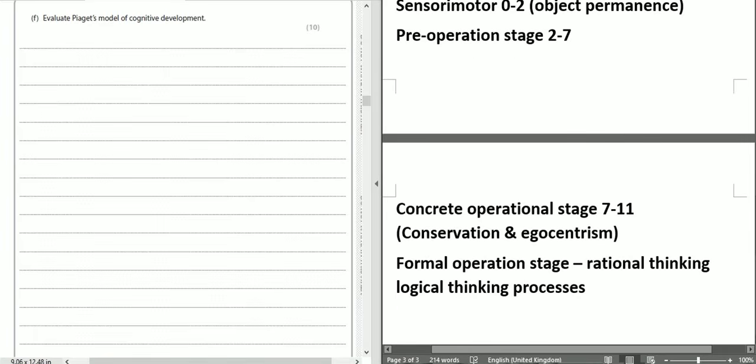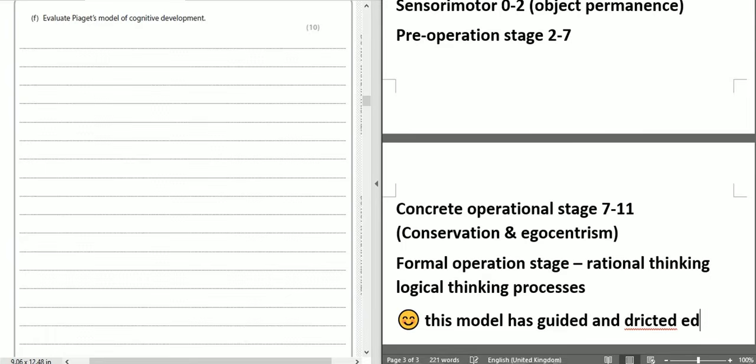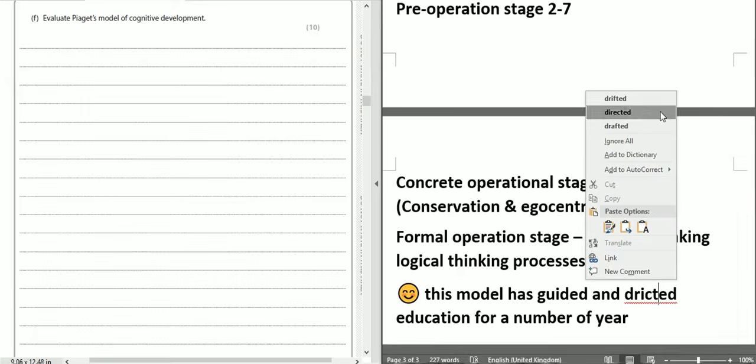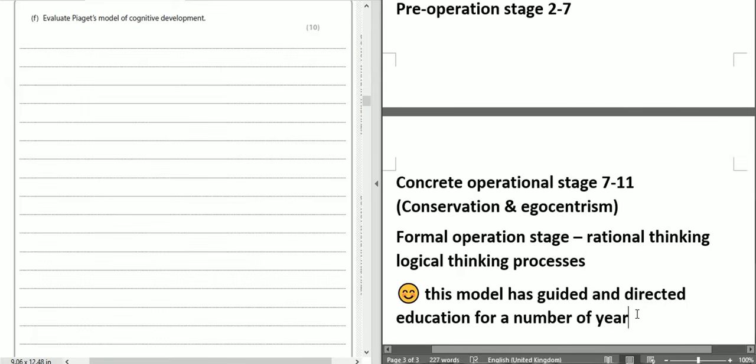Now, obviously, with Piaget, we're evaluating this theory. We need to say what's good and what's bad about it. So one strength, I'm going to put a little happy face, is that this model has guided and directed education for a number of years. So it's become almost established that children go through these stages. That's one good thing. So if we're evaluating his model, there is a merit to it. It is being used within education, and he did conduct studies to observe this.